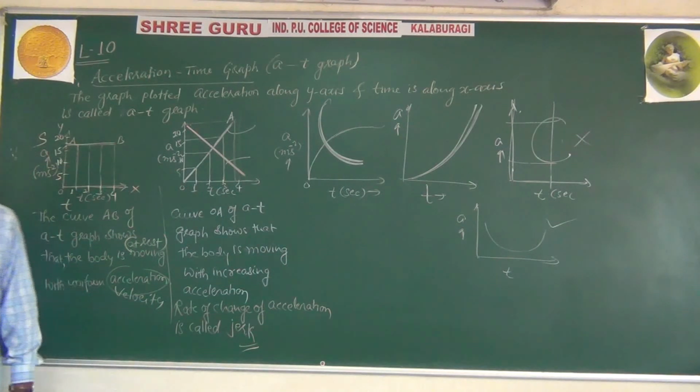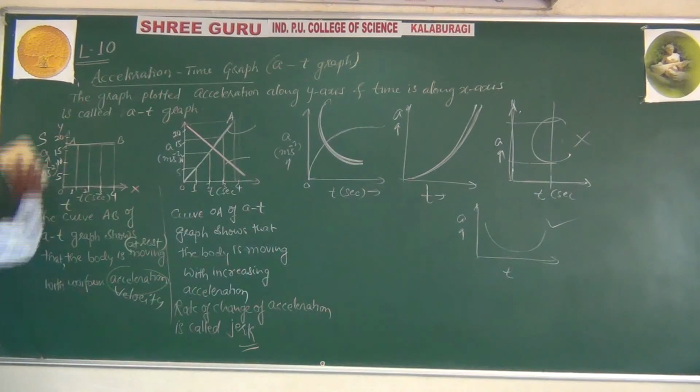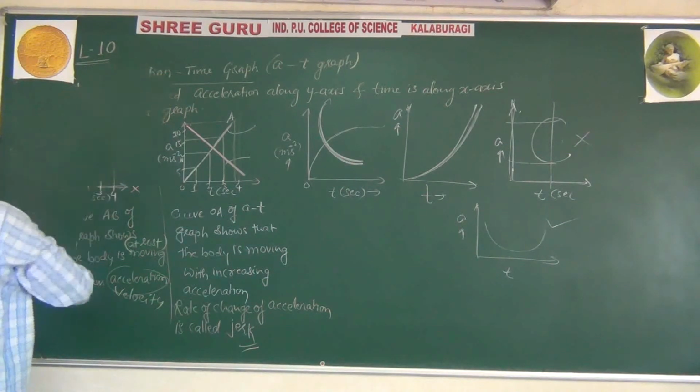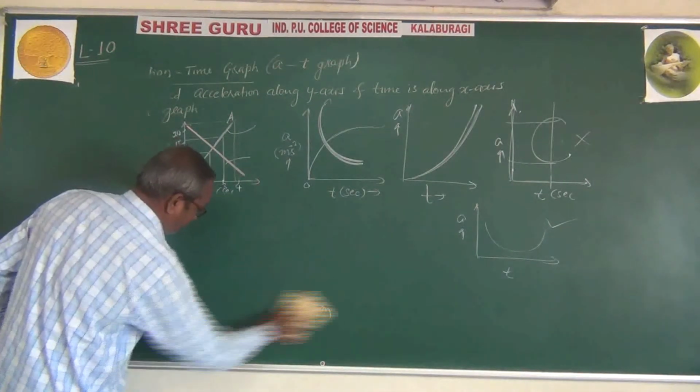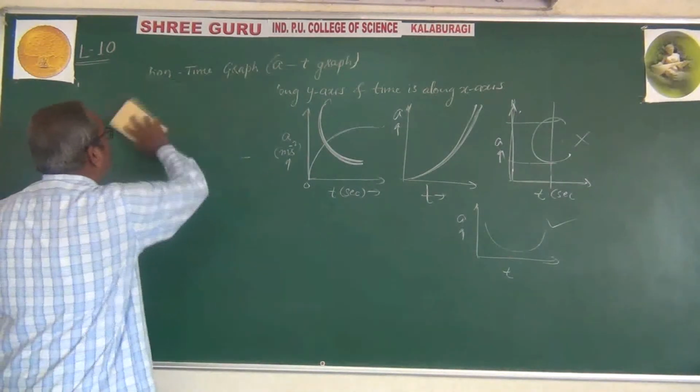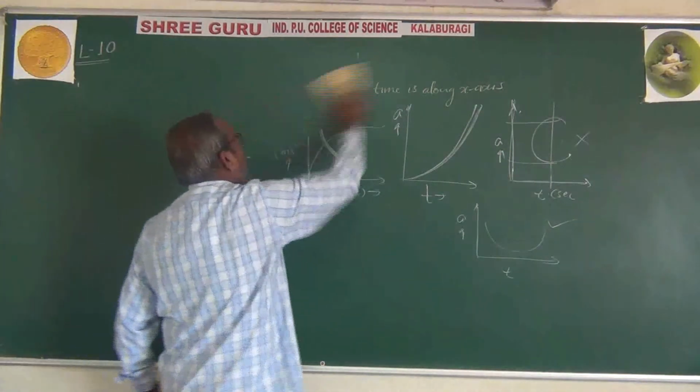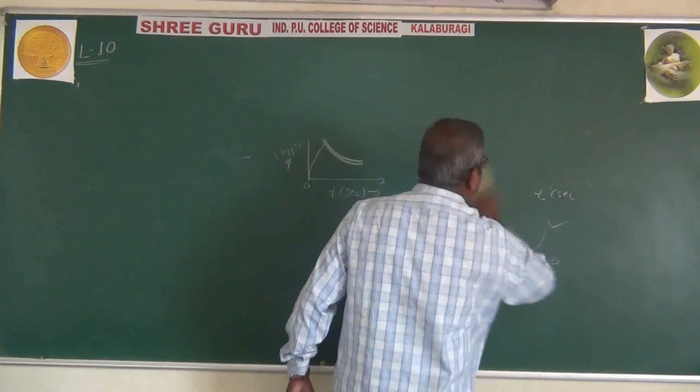Is it clear up to this? So up to this I finished all the graphs which are plotted in the case of motion of a body along a straight line. So actually this completes the motion of a body along a straight line.